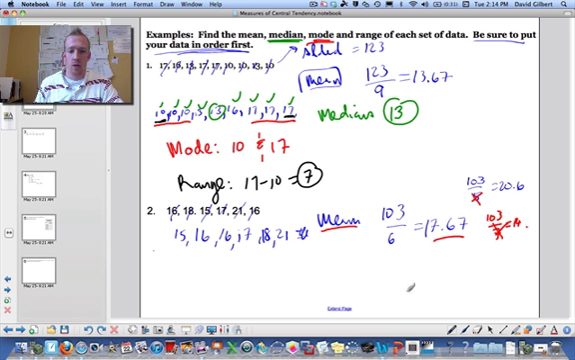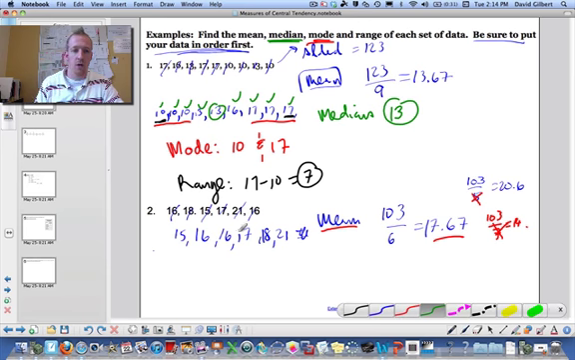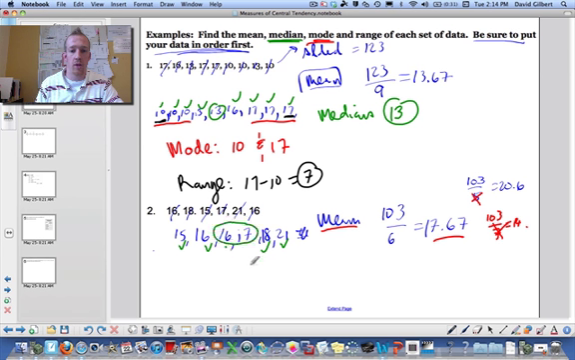For the median, you want to use your ordered numbers here, so first, last, and now we have 2 middle numbers, a 16 and a 17. So do 16 plus 17 divided by 2. We just average those 2 numbers, and that gives us a 16.5. Alright, so that's our median.